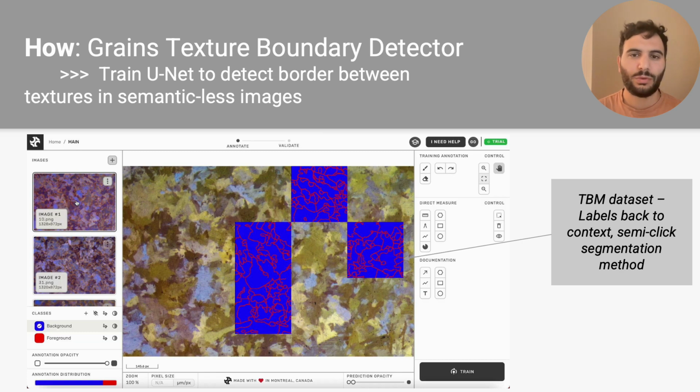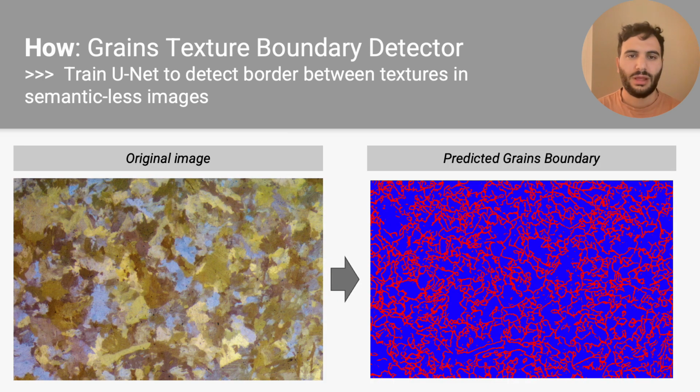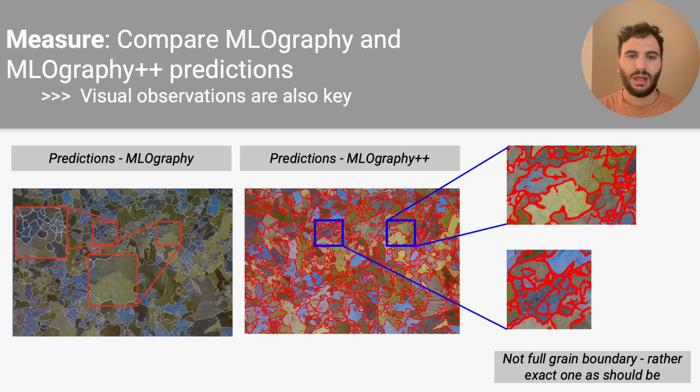Here we see an image from the TBM dataset with partial annotations added in the Clemex Studio system. This semi-click segmentation method is used to label the grains, providing context for further segmentation training. You can see the results after training is complete. The predicted grain boundaries that are shown on the right demonstrate the effectiveness of the model after iterative refinement with partial annotations. Now we can compare MLOgraphy with MLOgraphy++.